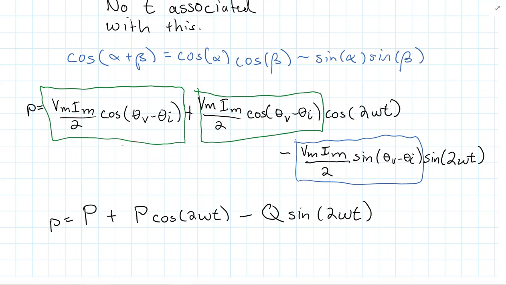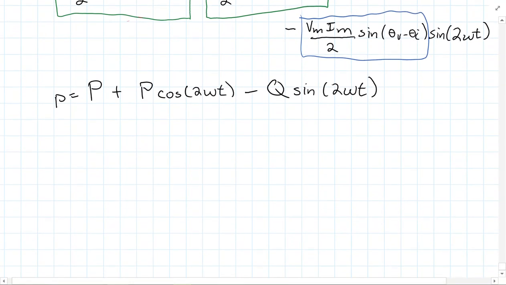Okay, so just to remind you, I didn't even move the screen here. This is where we left off. We had this kind of big equation for power here, and we have this capital P times capital P cosine 2 omega t minus Q sine 2 omega t. So we're going to move on here and see how this is helpful to us.